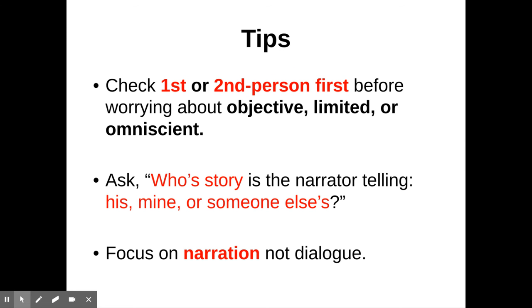All right, so just like I said earlier, the first thing that you want to do is decide if it's a first, second, or third. Are they telling a story about themselves? Are they giving instructions? Or are they telling a story about someone else? Once you establish that they are indeed telling the story about someone else, that it's third person, then you have to decide how many characters do you know the thoughts and feelings from?